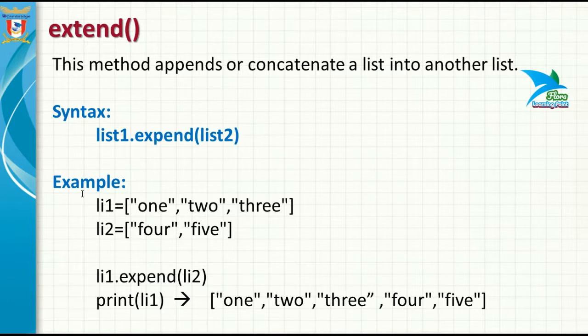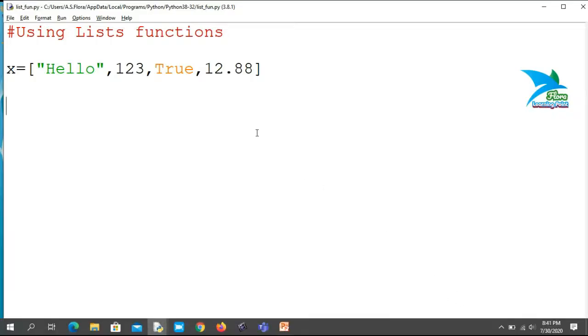The next function that we'll discuss is the extend function. This method appends or concatenates a list into another list. As we know, if you want to append one single element, then we have the append function. But if you want to append a complete list with another list, then we can make use of this extend function. Here we have the syntax extend. Inside the extend function we pass the name of another list that you want to append to list 1. This one is the example. For example, we have list 1, list 2, and after the extend function the elements of list 1 will be these. So let's demonstrate how we can make use of this.